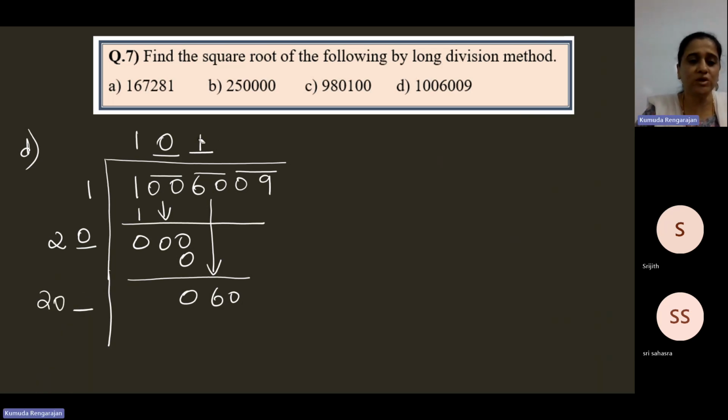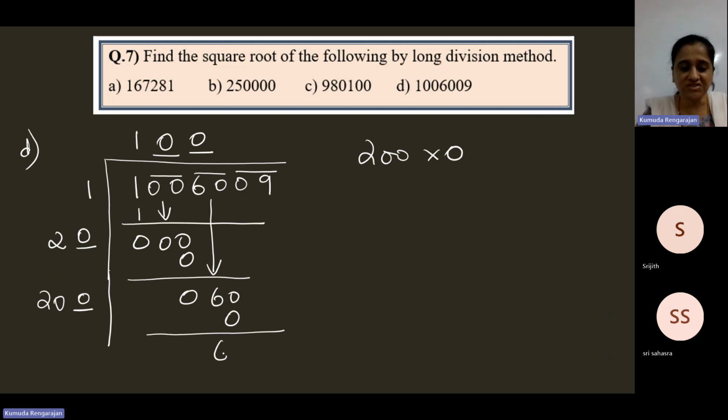200. So you have to use 0. So it is 200 into 0, which is 0, not 200. 0. And what's the remainder? 60 is the remainder. The next pair comes down. Double the quotient.